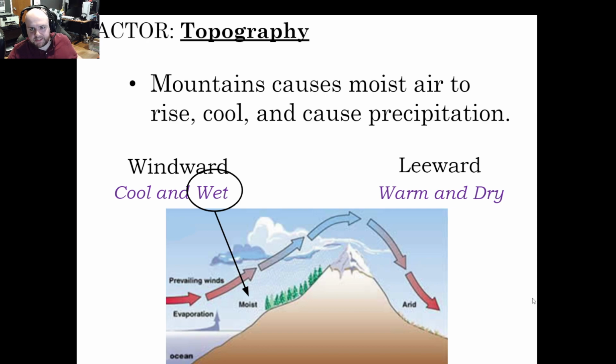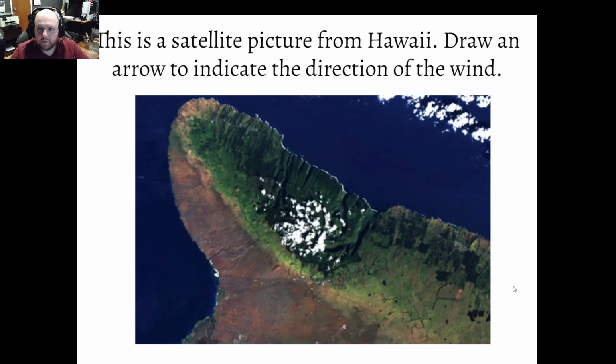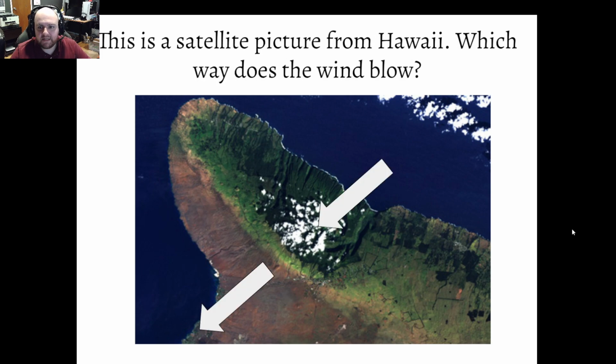And then this is the picture that's in your notes. So you can see here as it's pointing to the moist, wet side versus the arid, dry side. Windward versus leeward. Okay, so here's an example of this. This is a satellite picture of Hawaii, and it's saying draw an arrow to indicate the direction of the wind. Okay, we can look at this picture and say, oh, wow, look, there's a lot of vegetation. It's green over here, but it's brown over here. You know, this is probably more desert-like. And we can see that the wind is moving in this direction.